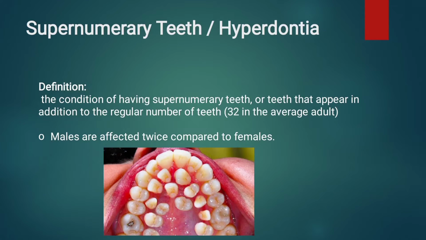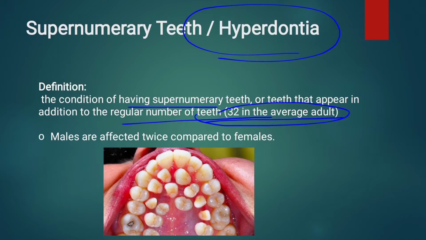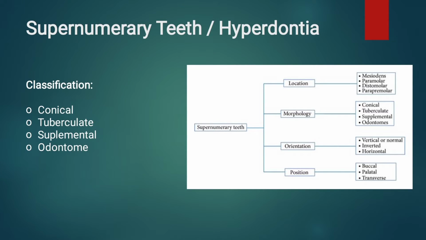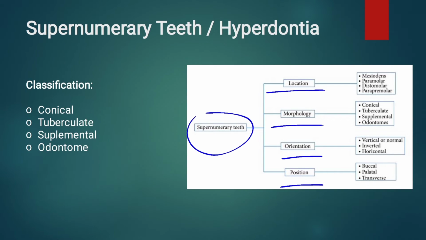Supernumerary teeth. It is also called hyperdontia, the condition of having supernumerary teeth, or teeth that appear in addition to the regular number of teeth, 32 on average. So if there is an increase in the teeth from 32 in number, which are similar in structure to the normal teeth but exceed the normal number, this is known as supernumerary teeth. Males are most commonly affected compared to females. Supernumerary teeth can be classified on the basis of location, morphology, orientation, and position.